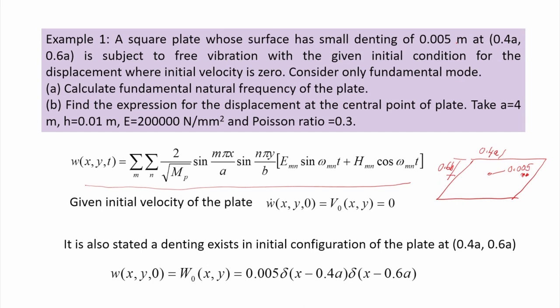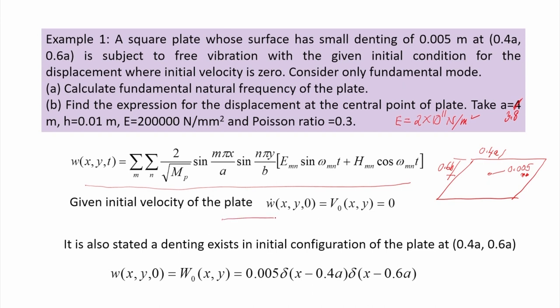So what are the questions that we have to answer? Let us see. First, we have to answer the fundamental natural frequency of the plate. Second, we have to answer the expression for the displacement at the central point of the plate. Take a equal to 4 meter. Now here I will take a slightly altered dimension. A, I have taken 3.8 meter. h is equal to 0.01 meter, that is 10 mm. E is equal to 2 into 10 to the power 5 newton per meter square. So E we have to convert into newton per meter square, so that is 2 into 10 to the power 11 newton per meter square.